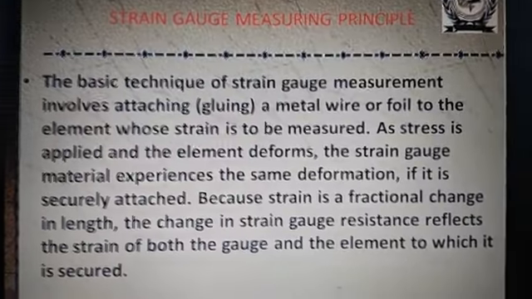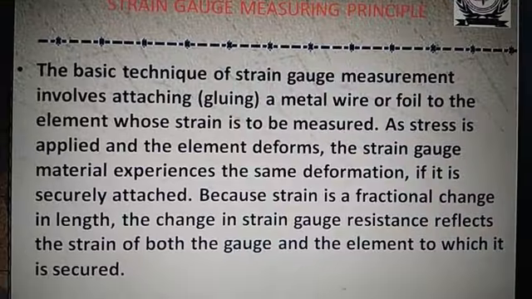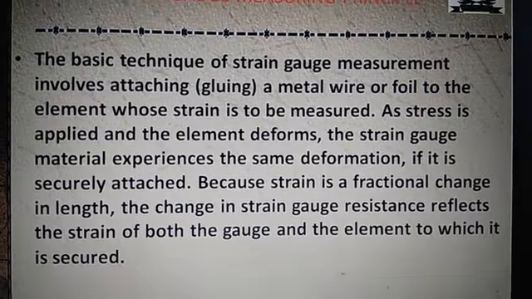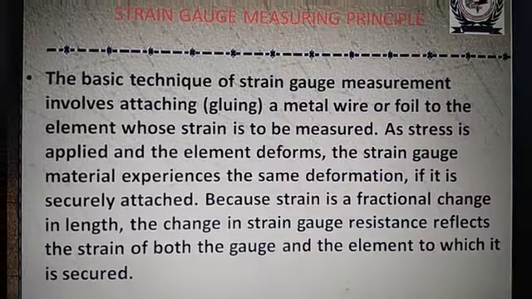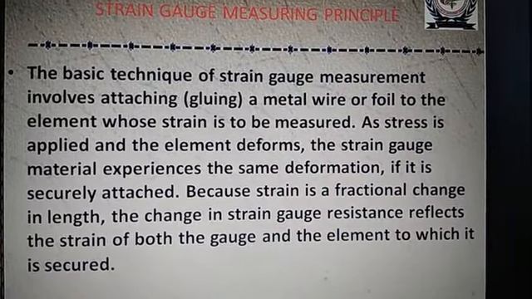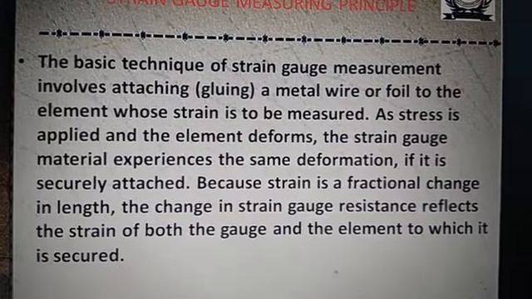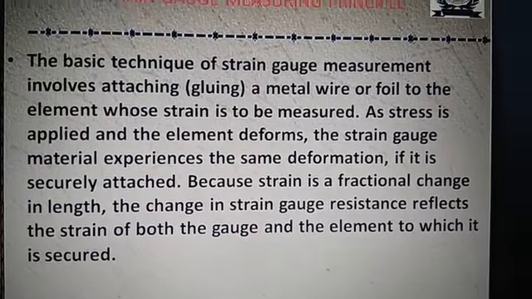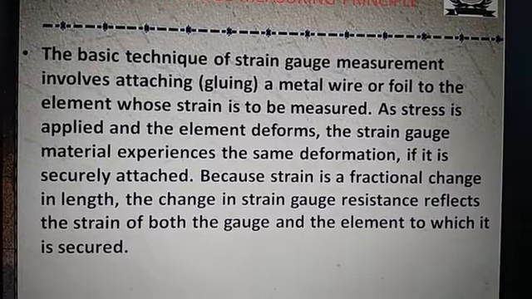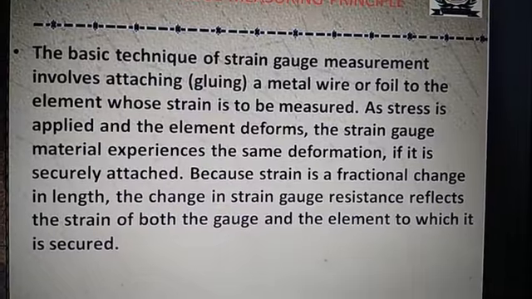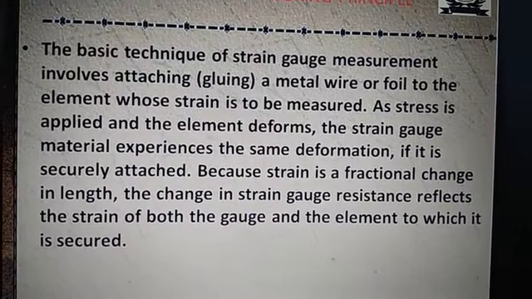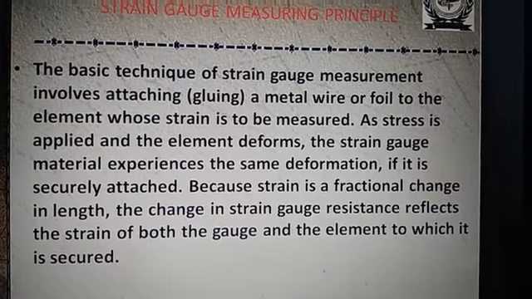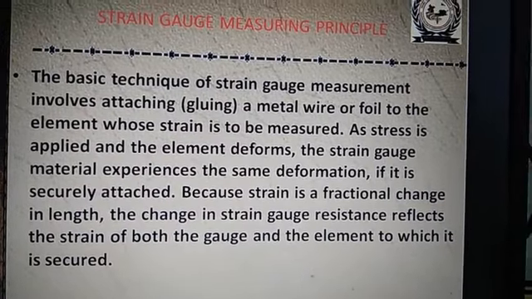Strain gauge measuring principle. The basic technique of strain gauge measurement involves attaching or gluing a metal wire or foil to the element whose strain is to be measured. As stress is applied and the element deforms, the strain gauge material experiences the same deformation if it is securely attached. Because strain is fractional change in length, the change in strain gauge resistance reflects the strain of both the gauge and the element to which it is secured.